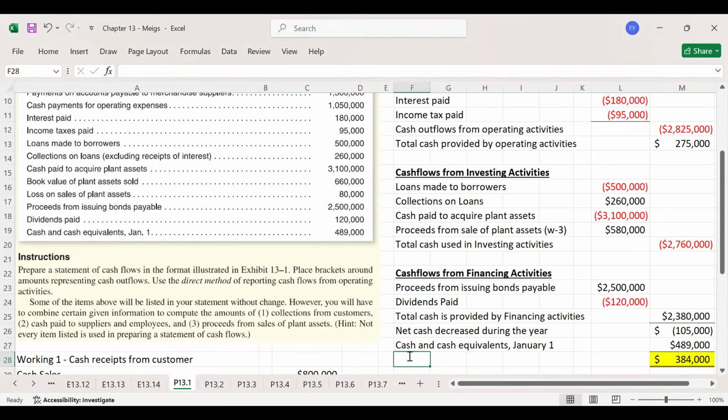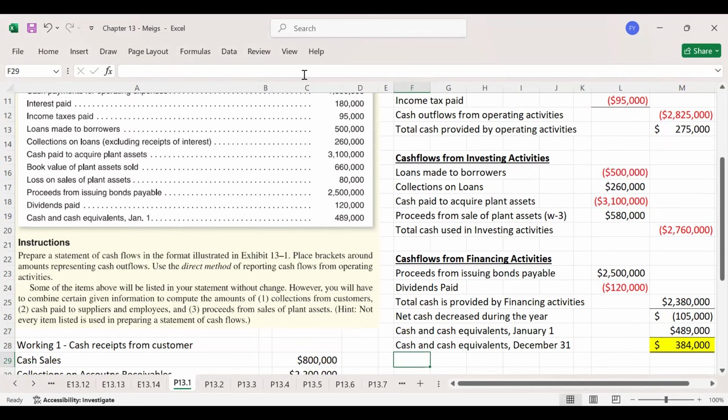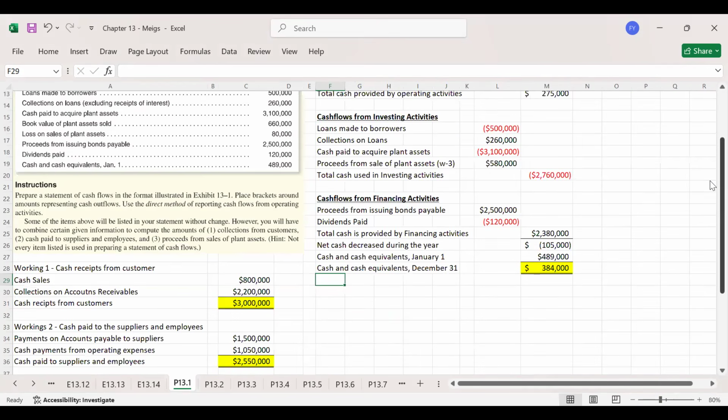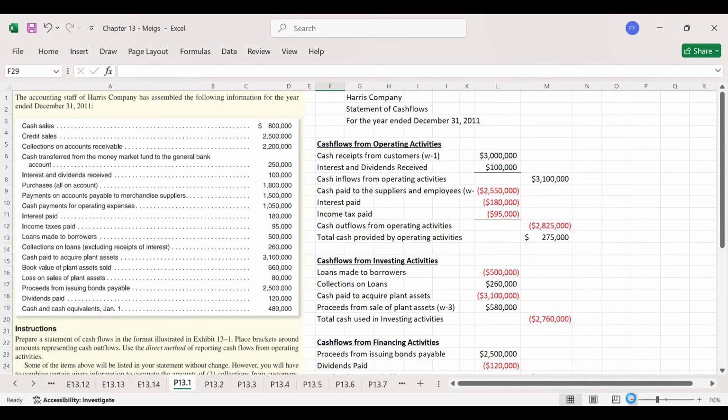So this is the cash closing balance, which is the cash and cash equivalent balance on December 31st, 2011, or just the December 31st balance. So you can see that this represents the total cash and cash equivalent on 31st December, which is the closing balance. So here we have a complete picture of the cash flow statement.